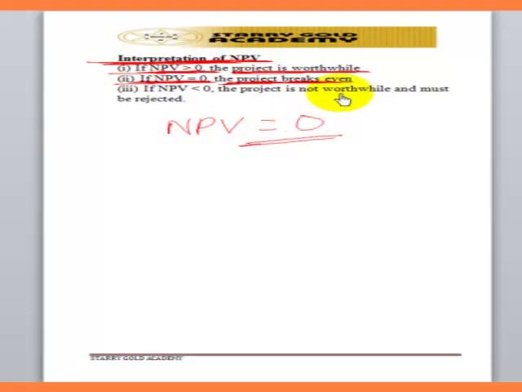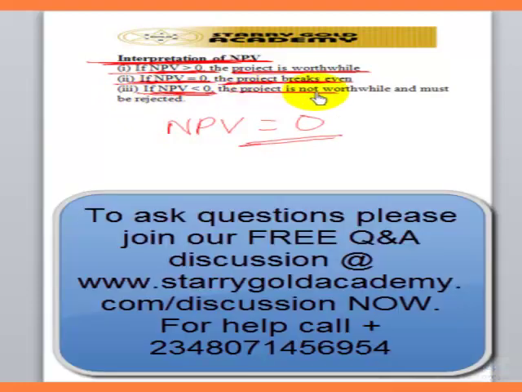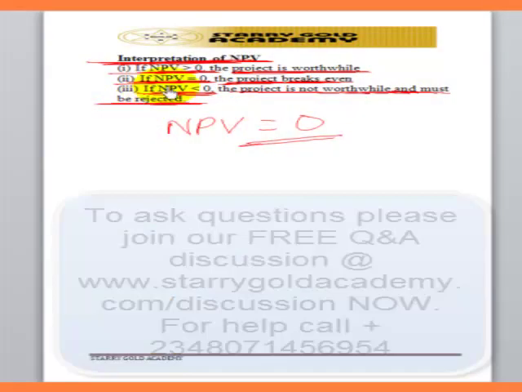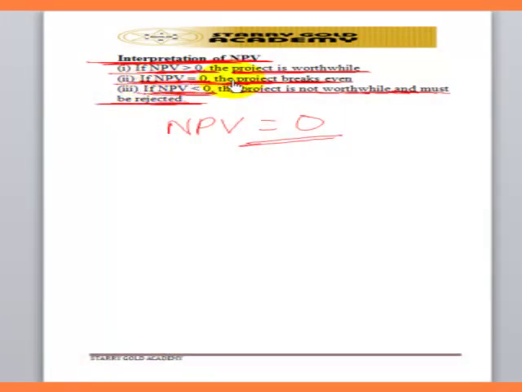On the other hand, if it is a project that is executed by the state or government, government can go ahead with the project, because government is not out to make profit, but rather to provide essential services and improve the welfare of the populace. Then finally, if NPV is less than 0, then the project is not considered worthwhile, and as a matter of fact, such project must be rejected. So all these are the ways the values of NPV can be interpreted as appropriate.